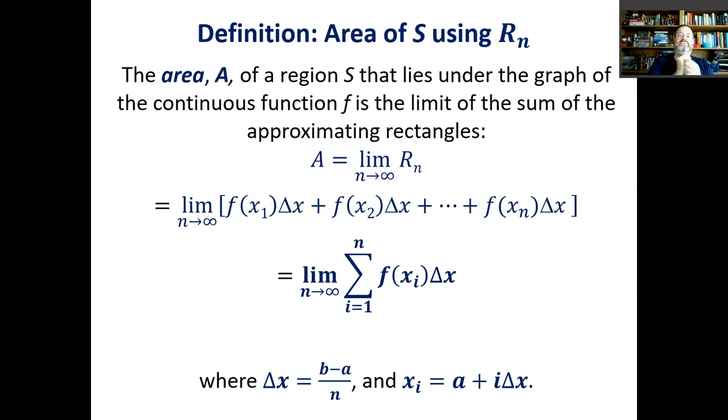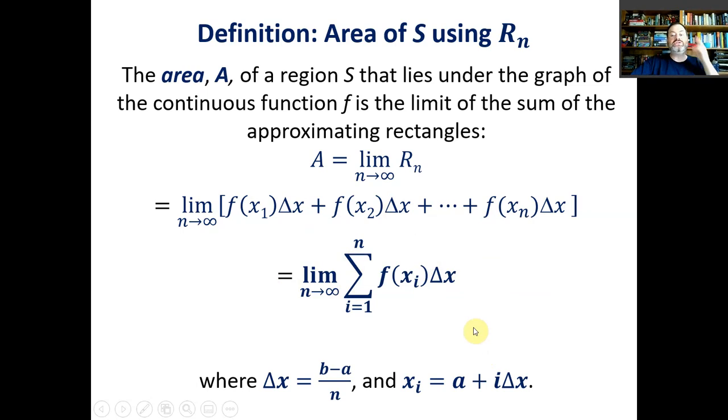All right, so the area we're just calling the limit as n goes to infinity of Rn. We're saying you take the right endpoint approximation and increase the number of rectangles without limit. Well, that's this limit. This is the formula we got on the previous slide. And this simplifies to summation notation, because we want to write things compactly.